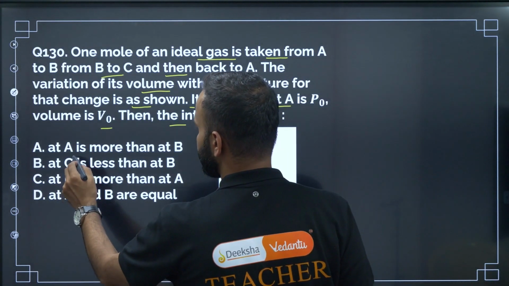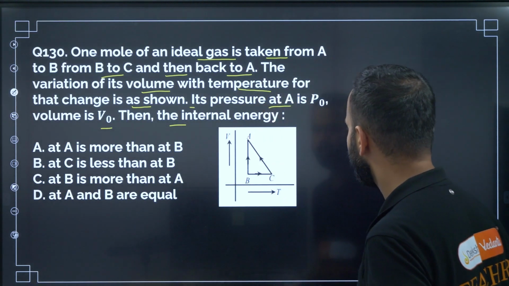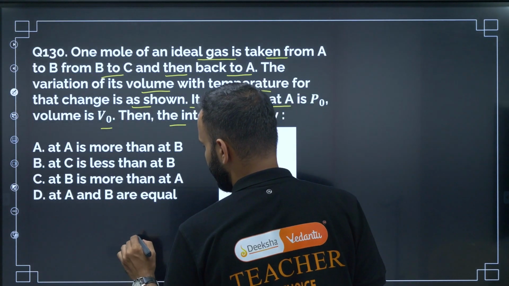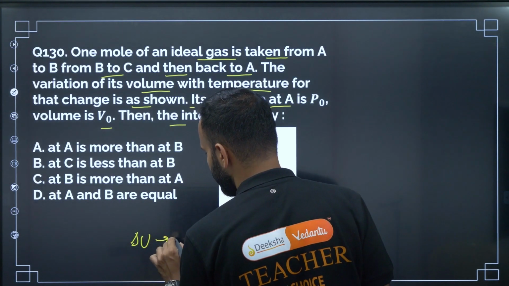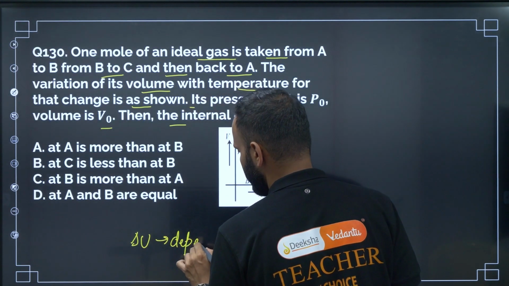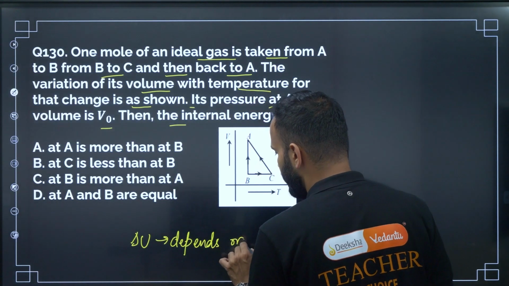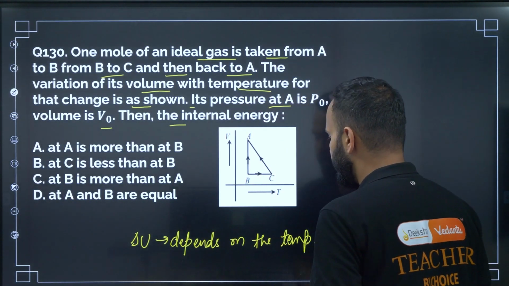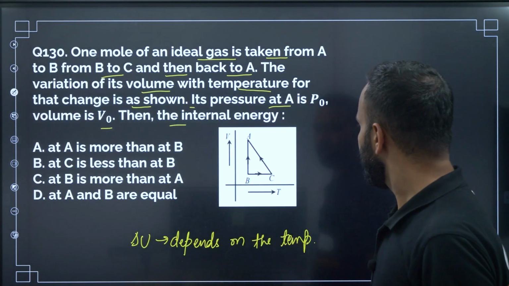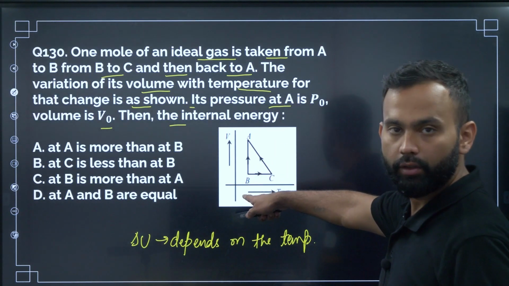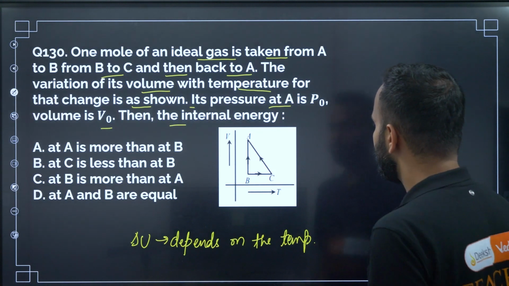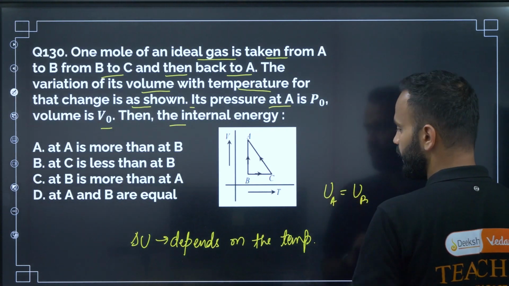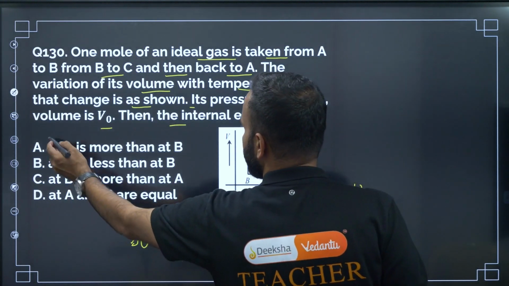Okay, option A says internal energy at A is more than at B. No, right? Why? Because internal energy depends on the temperature. Internal energy depends on the temperature, right? Isn't it? Here the temperature is not changing between A and B, right? So internal energy at A is equal to internal energy at B, right? So option A is wrong.